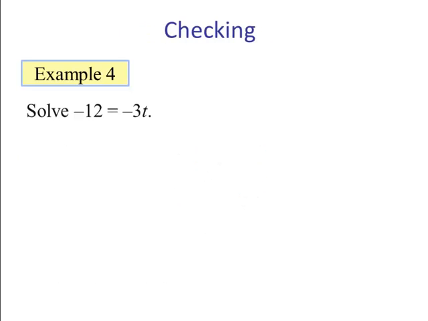Now to check this, we write down the original equation, and everywhere we see a t, we're going to substitute our solution, and we see left hand side -12 equals 3 times the solution. It checks. We verified it, and the solution is as found.